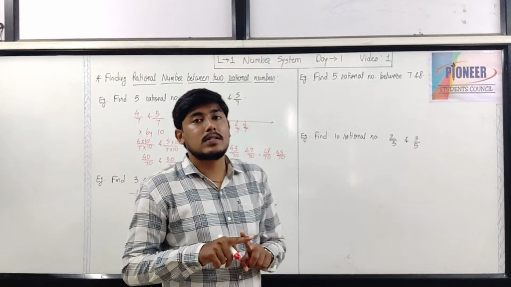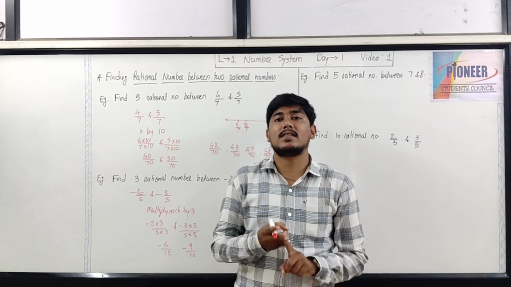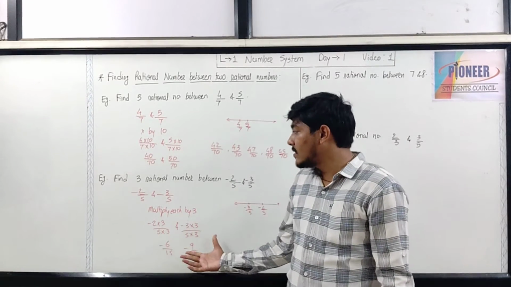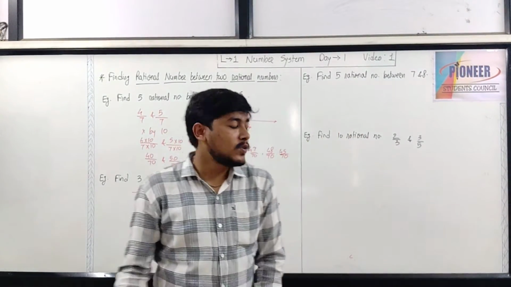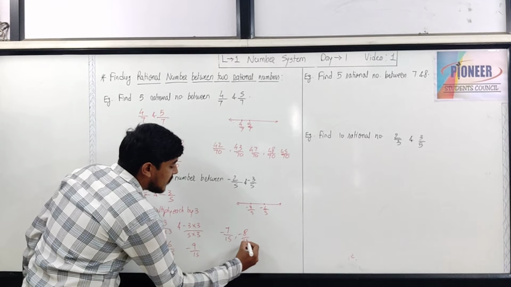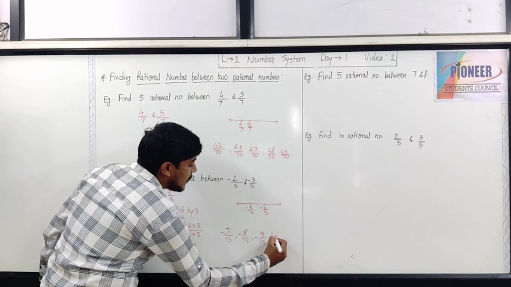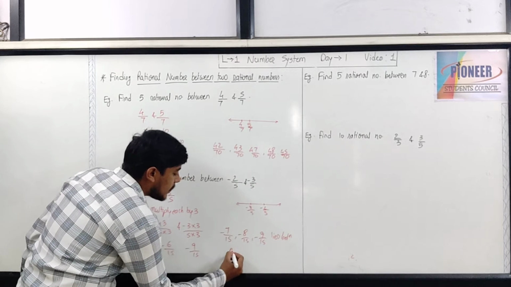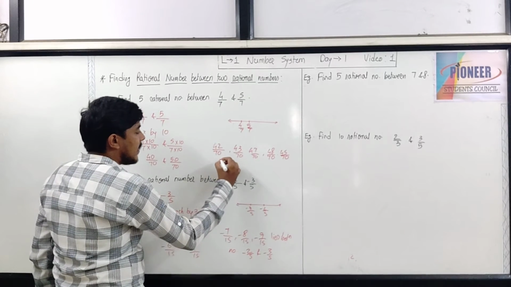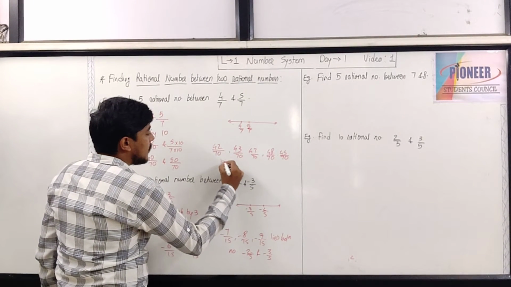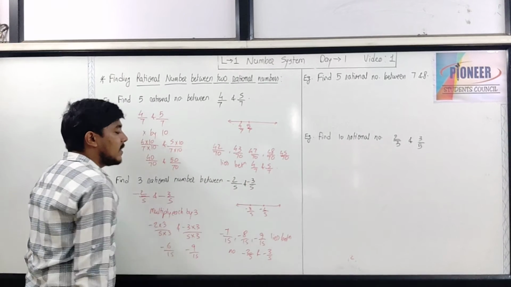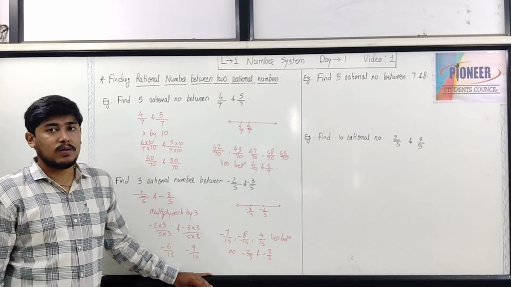There are numbers which are minus 7 upon 15, minus 8 upon 15 and minus 9 upon 15. These numbers lie between minus 2 by 5 and minus 3 by 5. So we will write minus 7 upon 15, minus 8 upon 15 and minus 9 upon 15 lie between the numbers minus 2 by 5 and minus 3 by 5. Here also we will write these numbers lie between 4 by 7 and 5 by 7. Getting this? This is how we will solve such kind of question.